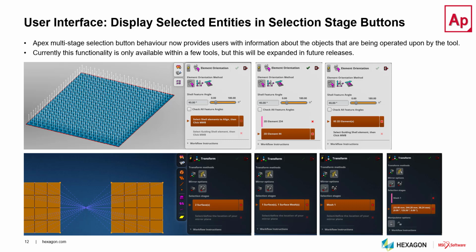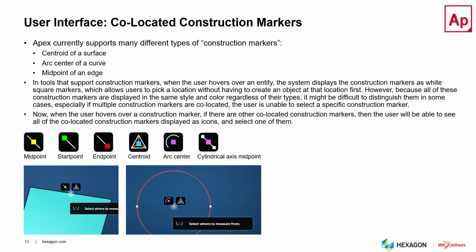You can see examples of this where, for instance, the element orientation tool, if you click on nodes and elements, it'll say element 44 selected, or 95 2D elements selected. And then in the transform tool, here's an example as well, just giving you more immediate feedback on what it is you're actually clicking on, so that in case you make a mistake, you have that immediate feedback and you know that you can go back and fix it.